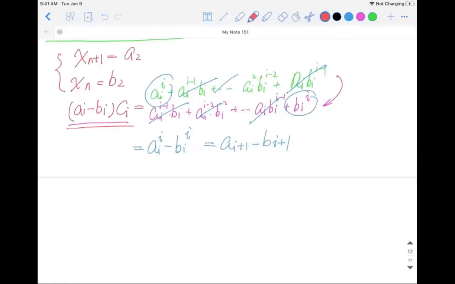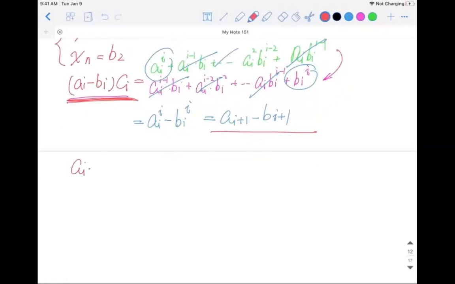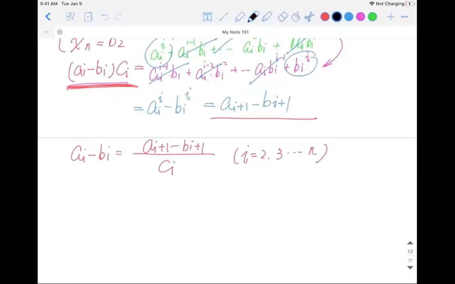So I'm going to have (A_i - B_i) times C_i equals A_{i+1} - B_{i+1}. Therefore, A_i - B_i will be equal to, I'm just going to divide by C_i on the two sides of the equation, (A_{i+1} - B_{i+1}) over C_i, right? i can be 2, 3, all the way to n. Okay, look at that. A_i - B_i equals (A_{i+1} - B_{i+1}) over C_i.